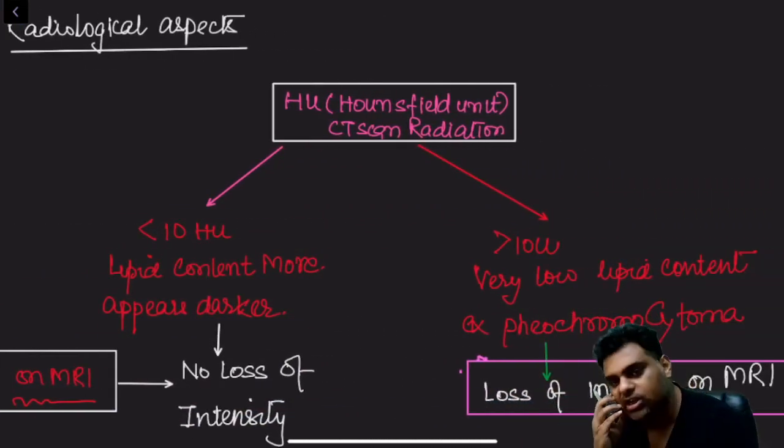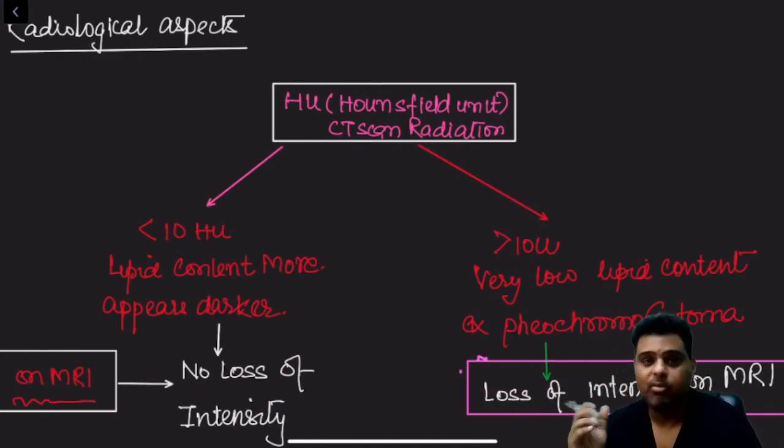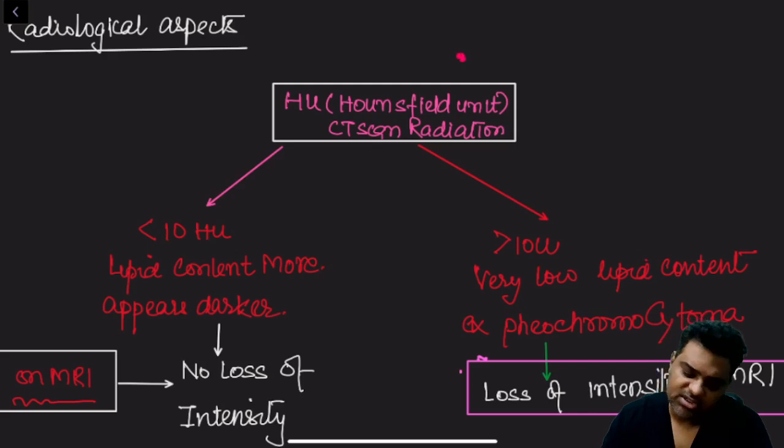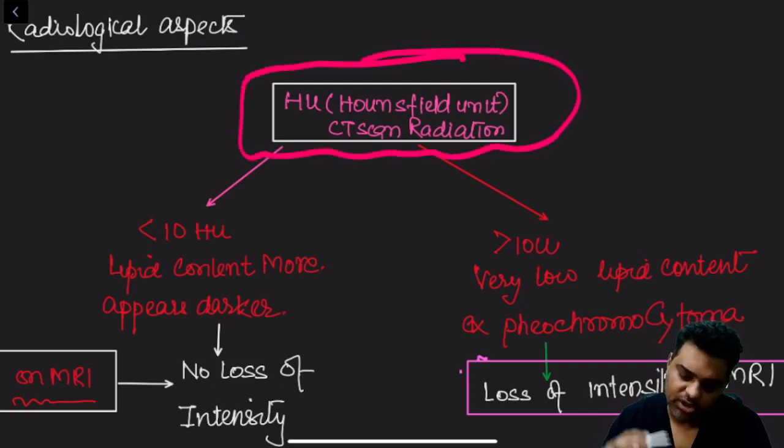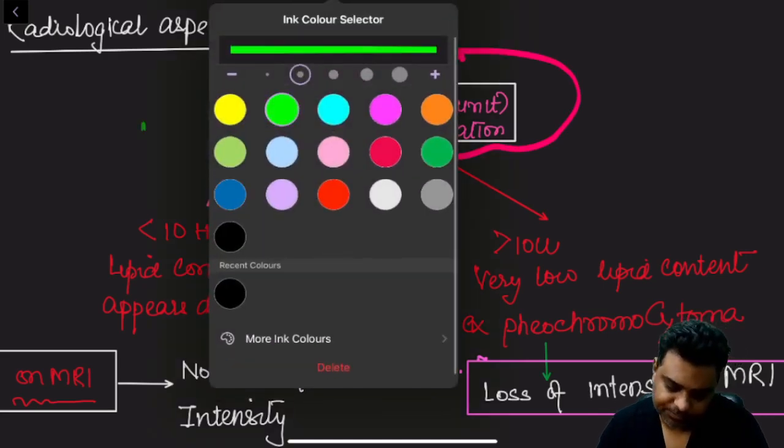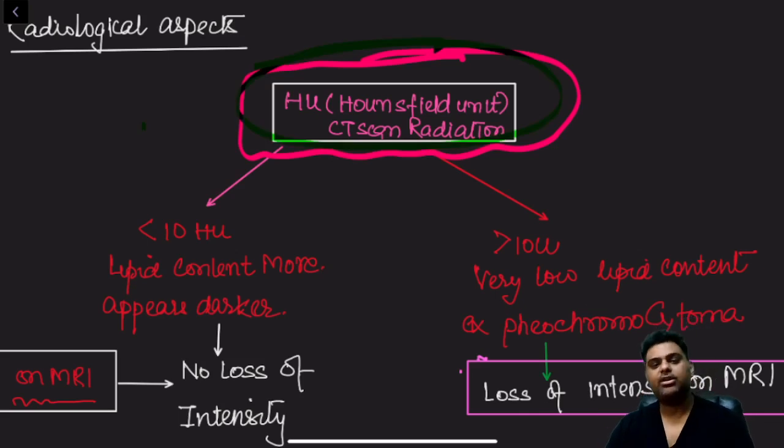Now coming to the radiological aspect, very important point. We all know that there is something called the Hounsfield unit, HU. Whenever you do a CT scan, you will see on the adrenal gland a mass in case of pheochromocytoma.